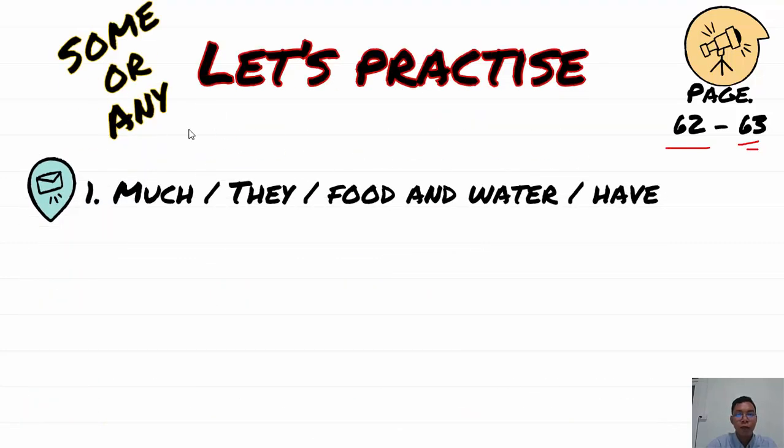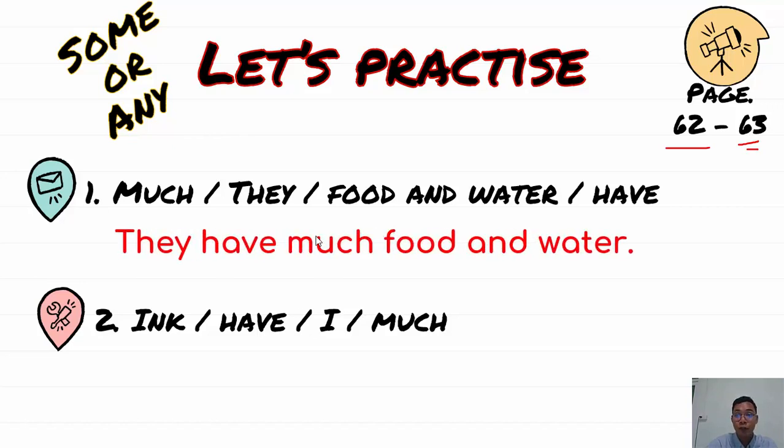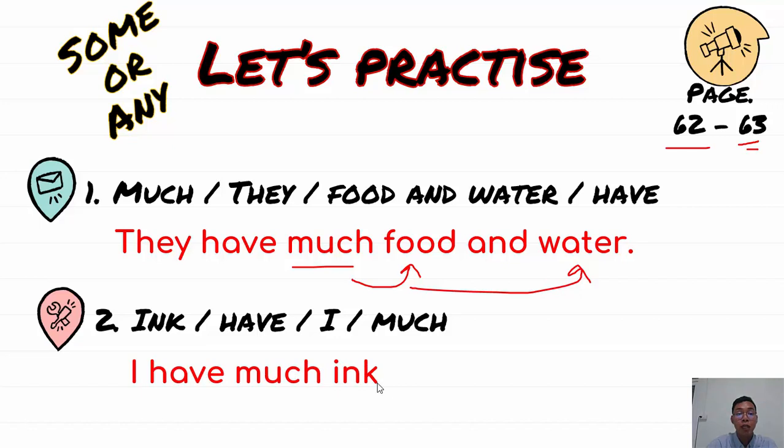Much they food and water have. Ink have I much. Rearrange these sentences. Number 1: They have much food and water. We use much with an uncountable noun. Alright? Ink have I much: I have much ink. We use much with an uncountable noun, and ink is an uncountable noun.